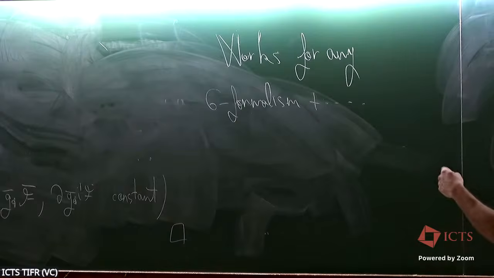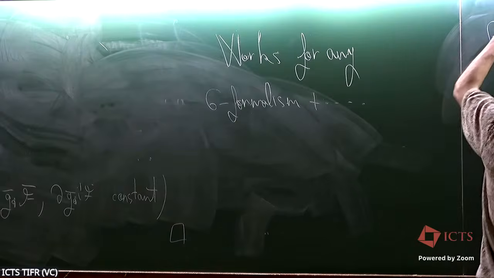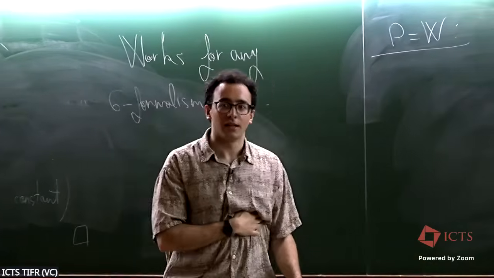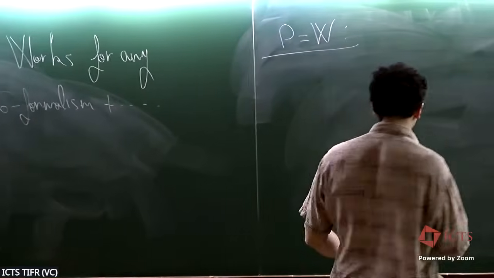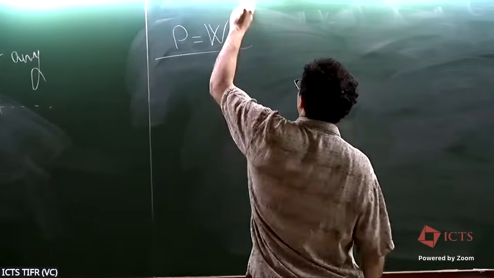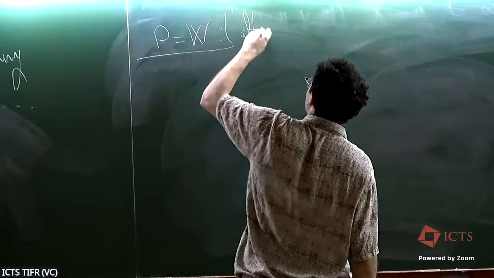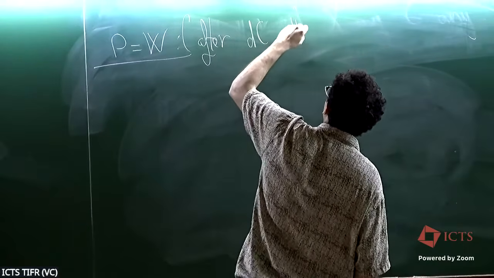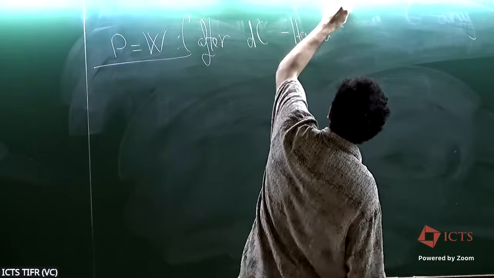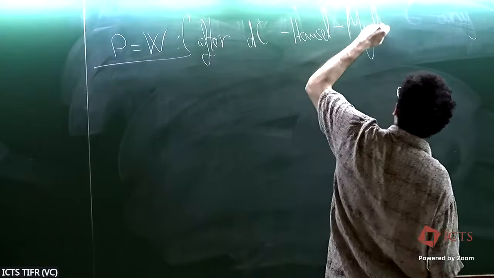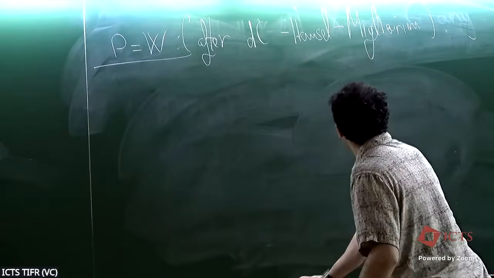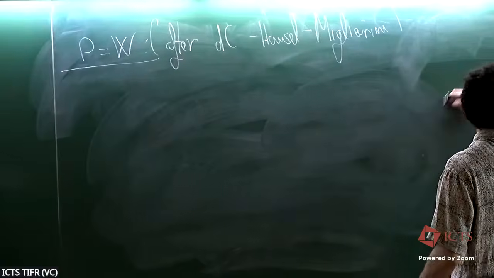Okay, so let me talk about some consequences. So the P equals W conjecture, after de Cataldo, Hausel, Migliorini, we're going to generalize it for any G in some sense.